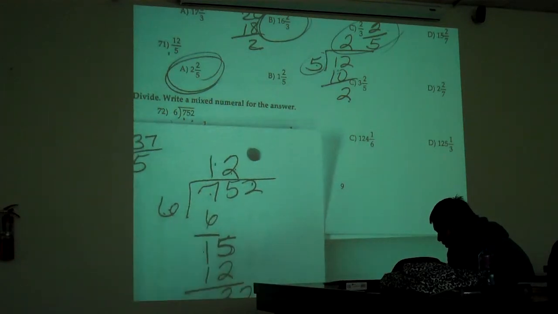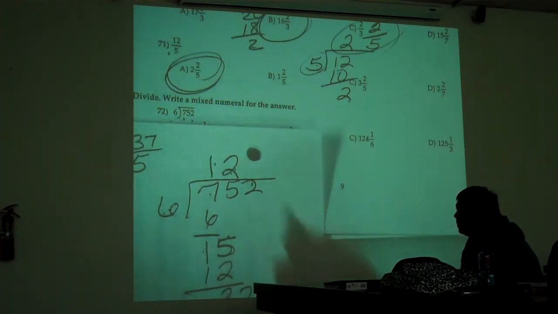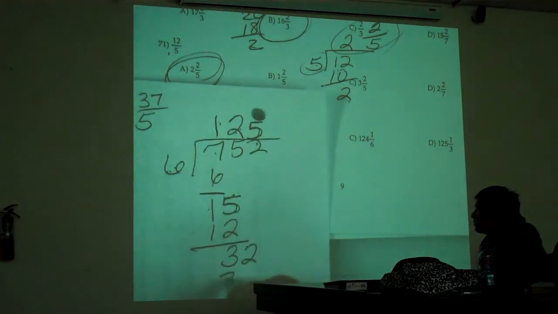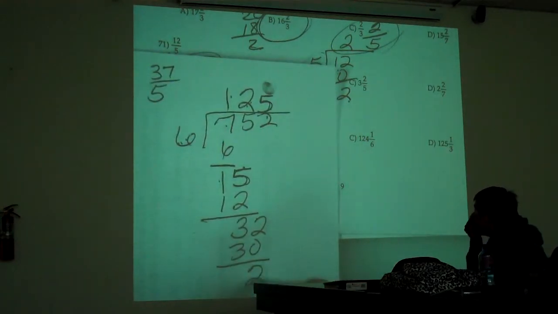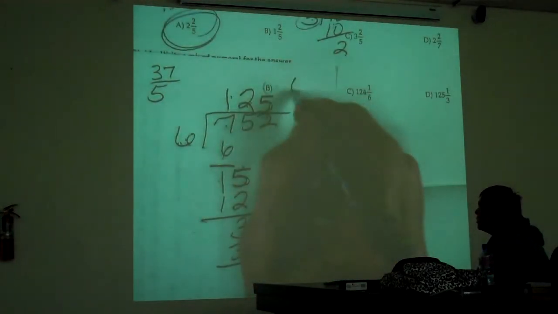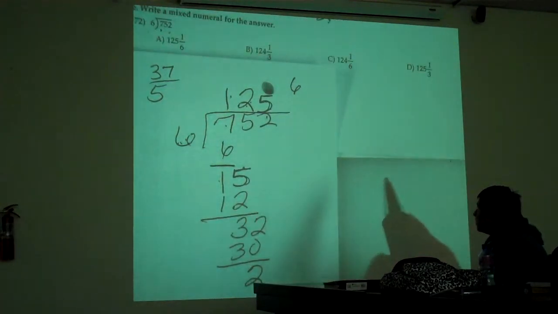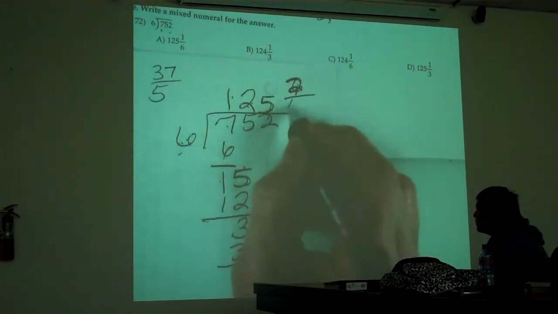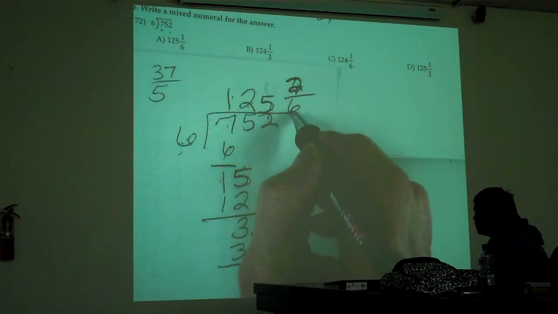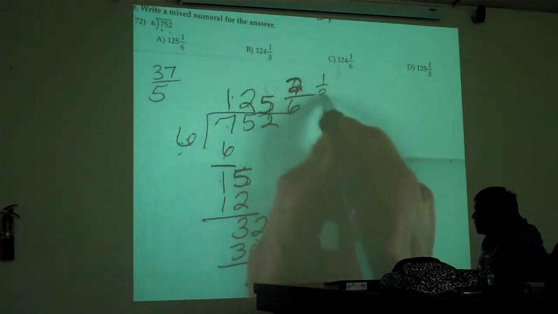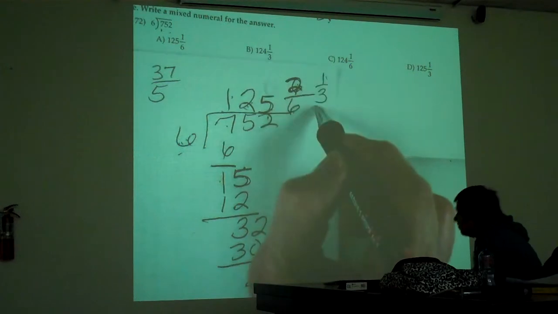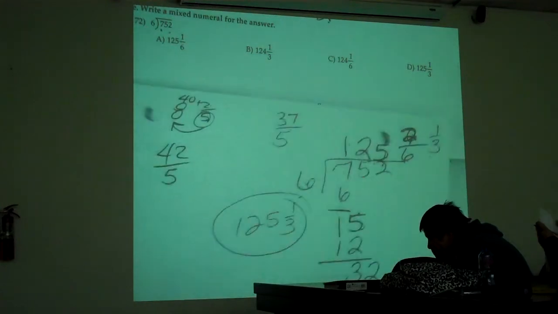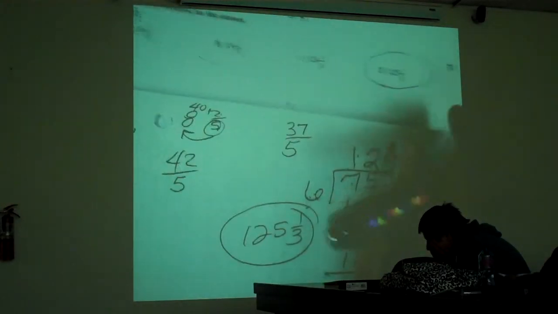And we went to it 5 times. Bring down the 2. 5 times 6 is 30. 2 left over. The leftover goes on top. No, it's 2 over 6. Oh, sorry. Leftover goes on top, 6 goes on bottom. And you can still reduce it to 1/3. Right. This part reduces to 1/3. So you have 125 1/3. Okay, which is D.